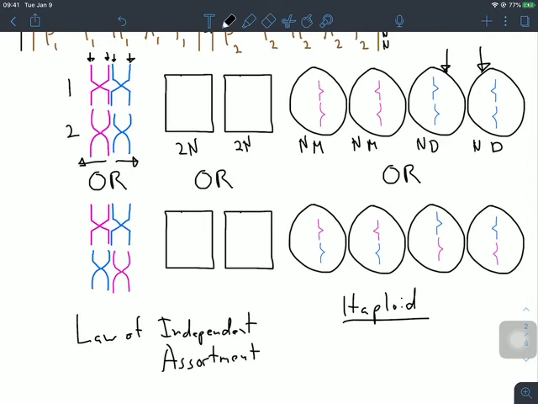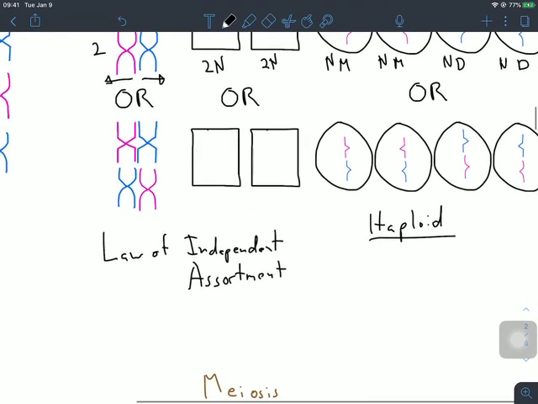I would be remiss if I did not mention the second law here, even though it's not particularly well illustrated. But it is basic. It's the law of segregation.